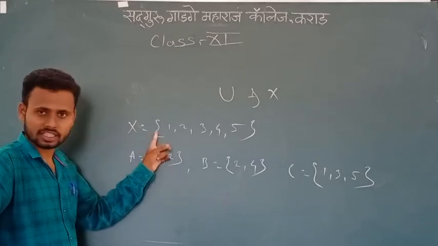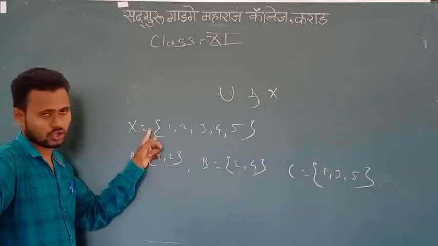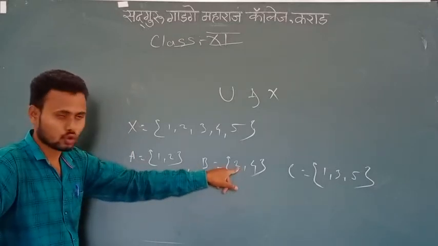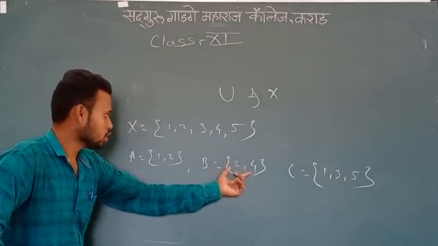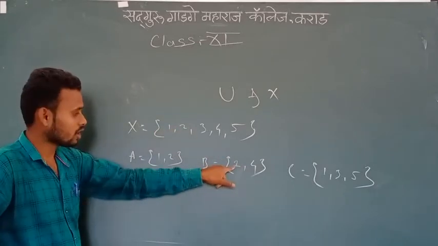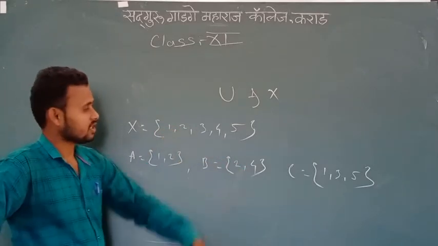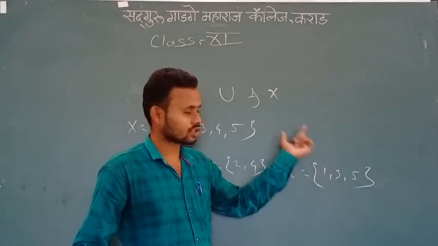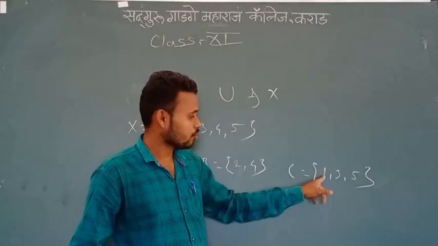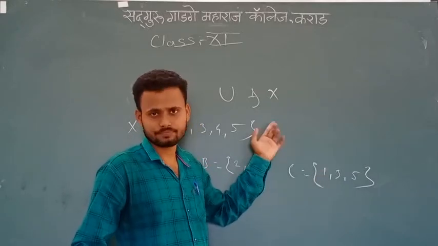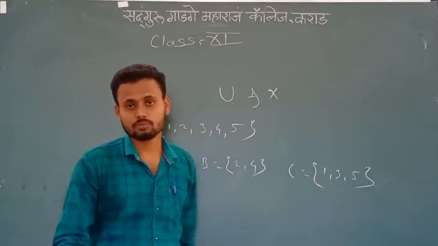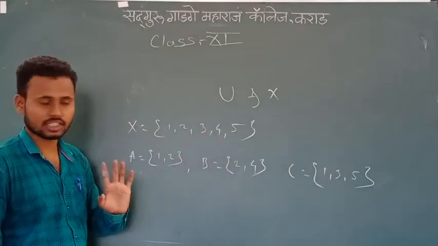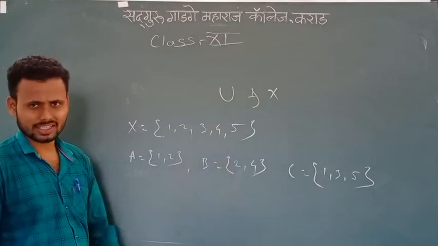One more condition we observe: A equals the set having 1, 2. A is a subset of X. Every element of A is also an element of X. Similarly, B equals the set containing elements 2, 4. B is also a subset of X, because every element of B is also an element of X. Next, set C, 1, 3, 5, is also a subset of X. Why? Every element of C is also an element of X. Therefore we say that X is the universal set, and these are the subsets of that universal set.